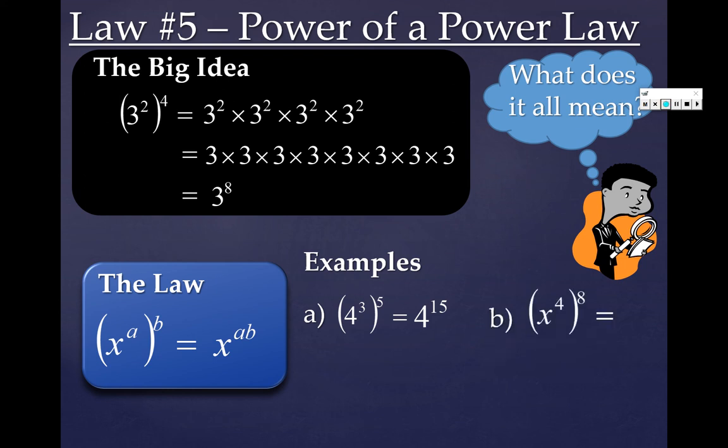X to the power, well, this is what we were getting ready for, variables. X to the power 4 to the power 8. Now what happens when you've got exponent to an exponent? You multiply the 2 exponents, and 4 times 8 is 32. Negative 3 to the power 2 to the power 7. Power of a power. Multiply those together, you get 14.